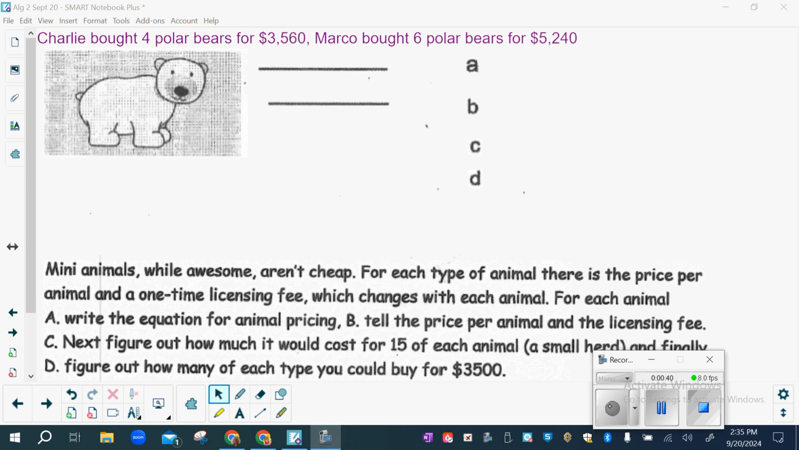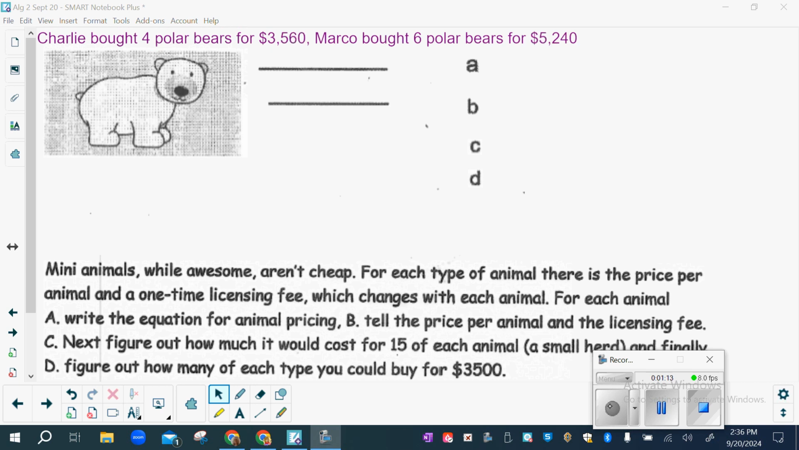So if we made a graph of this situation, what kind of a shape would we have? We've got 4 polar bears, $3,560, 6, $5,240. These are prices for polar bears. It's going to be the same. So what kind of a shape is this going to be? We graphed it. Yes, it's going to be a line.